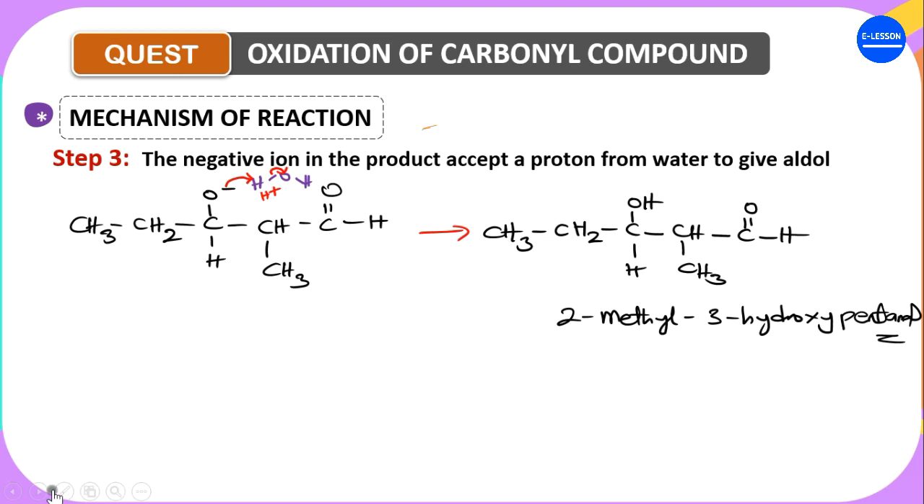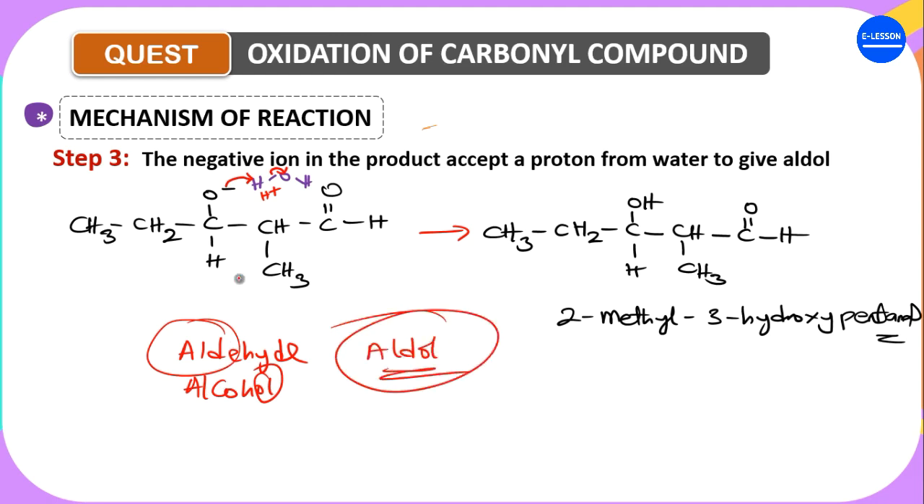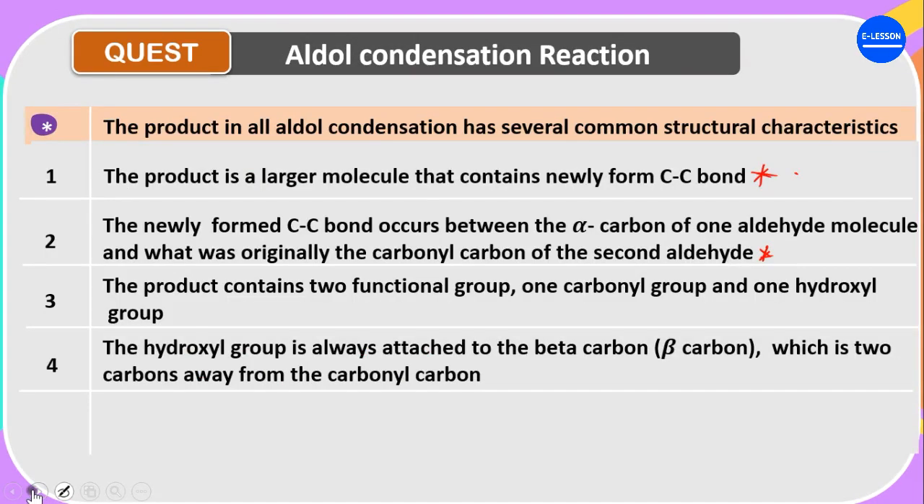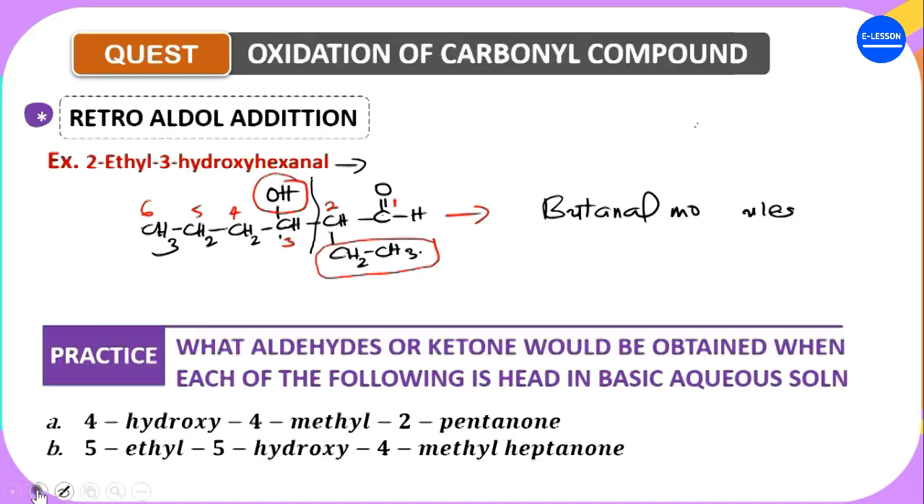We said the reason why it is called the aldol is because it contains the aldehyde and the hydroxy functional group, which is the alcohol. From the names aldehyde and alcohol, remove OL here and then remove ALD, so it becomes ALD plus OL, which is the aldol. That is why that product is called Aldol condensation. We talked about the several structural characteristics of all Aldol condensation reactions, which we discussed in detail. And then we have 2-ethyl 3-hydroxy hexanal.